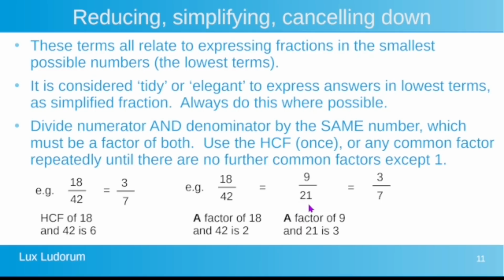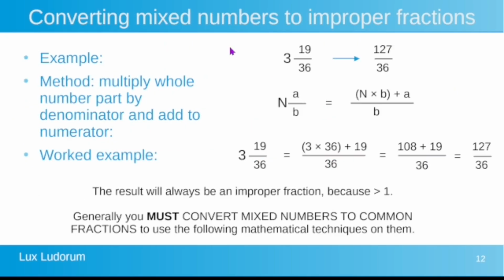But this is not in lowest terms. It has factors that divide into both. A factor of 9 and 21 is 3. So divide 9 by 3, 21 by 3. 9 divided by 3 is 3. 21 divided by 3 is 7. There are no further common factors apart from 1, so this is now in lowest terms.